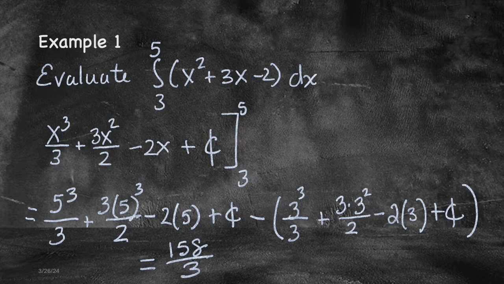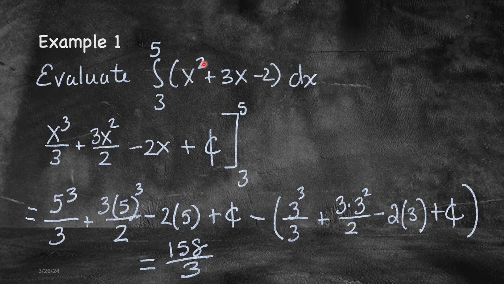So let's look at our first example so that we can see the fundamental theorem of calculus in action. So let's say we want to find the value of the integral from 3 to 5 of the function x squared plus 3x minus 2. Now, we're going to approach this the same way that we did in the previous two sections. We're going to work backwards to find the antiderivative.